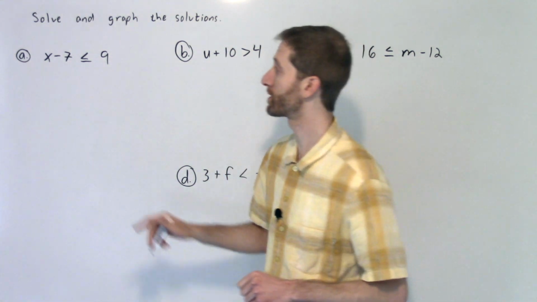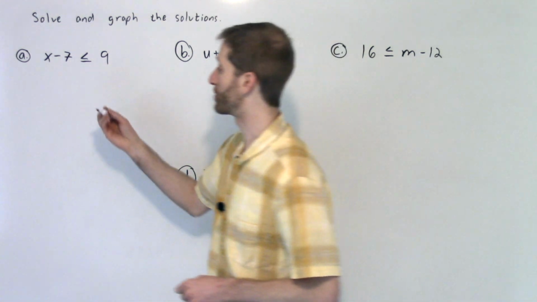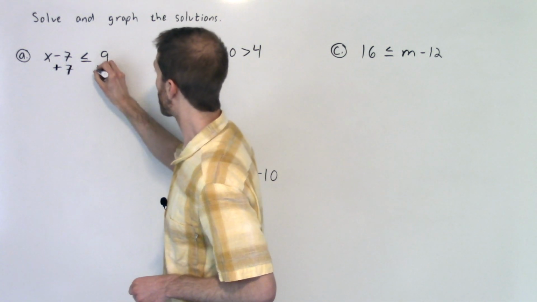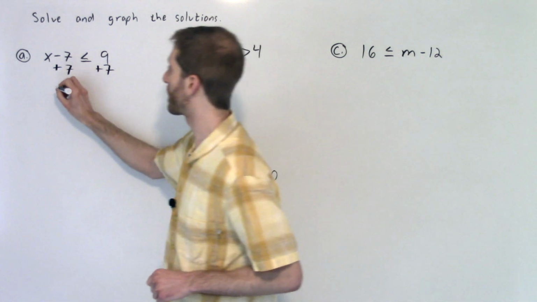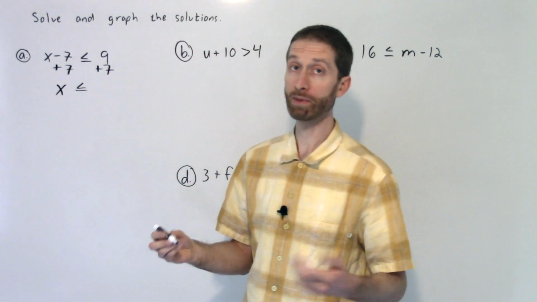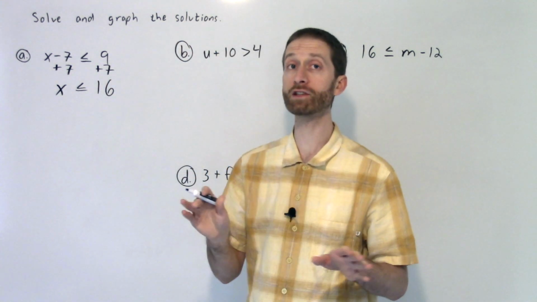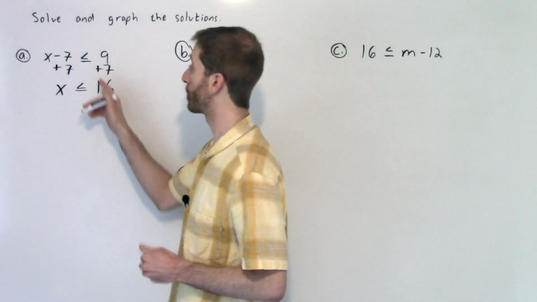So we're going to solve this. How do we undo minus 7? We add 7. So we're going to solve this just like a one-step equation. So we're going to add 7 to both sides. When I do that, I undo minus 7, and I'm left with x is less than or equal to 9 plus 7 is 16. And that's our solution. So that means all x values less than or equal to 16 will work here, which makes sense.